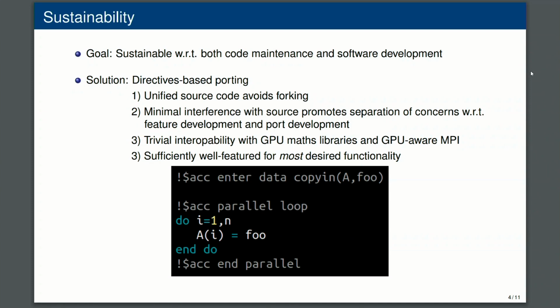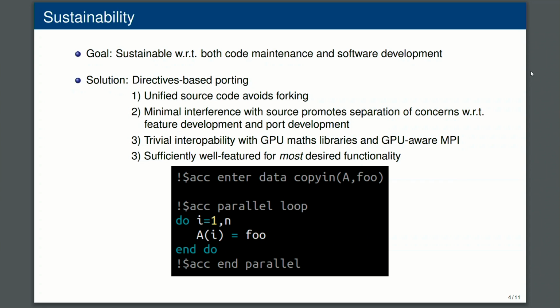By this, what I mean is the work that we've done on the port, the technical work, should have minimal or no impact whatsoever on anybody who's looking to develop physics within the code. So if somebody's got some great idea that they want to implement, which will add some feature to the code, they don't want to be concerned with how the GPU port interferes with that. They can't understand all the technicalities of the GPU port. So there's that separation of concerns, and the directives-based approach certainly promotes that.